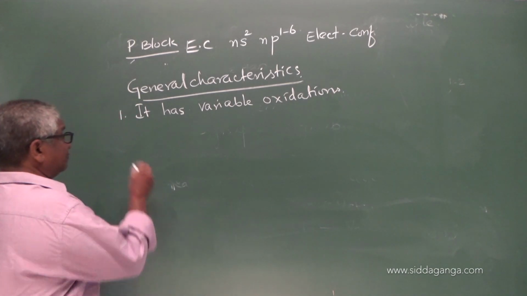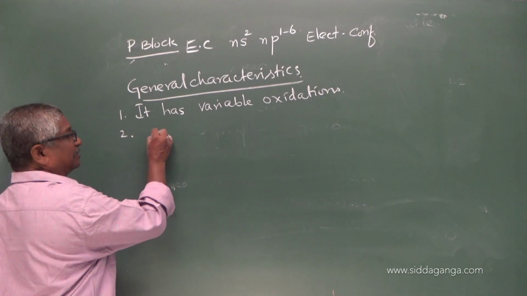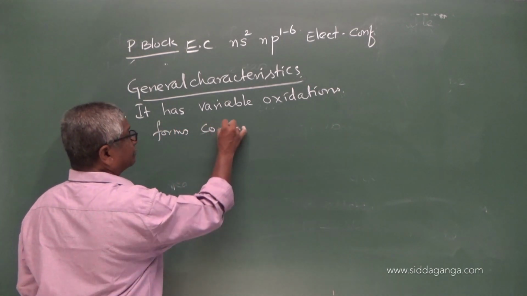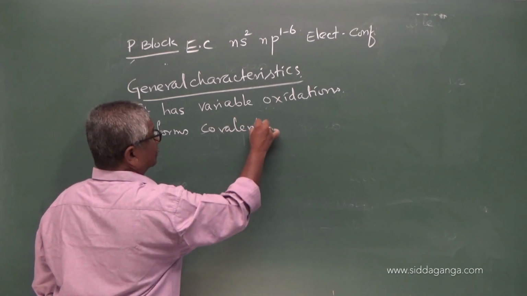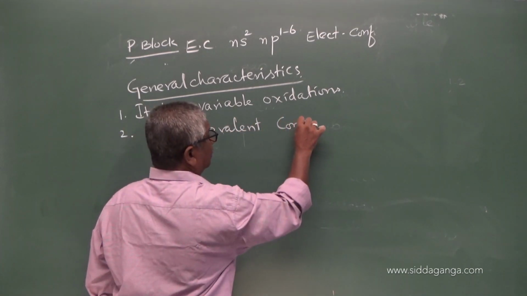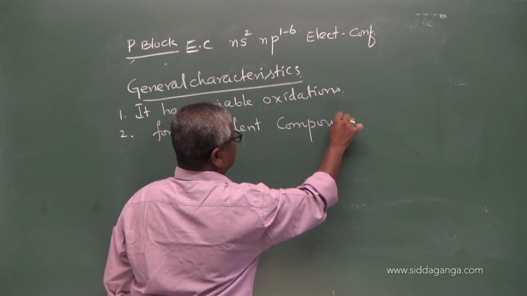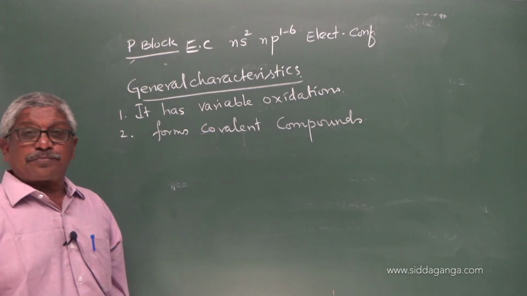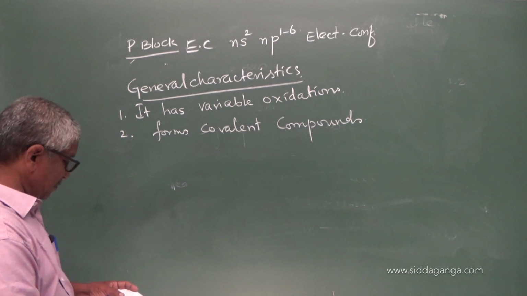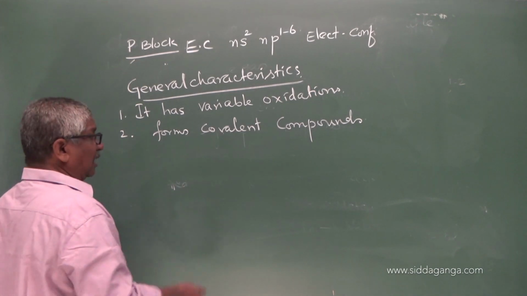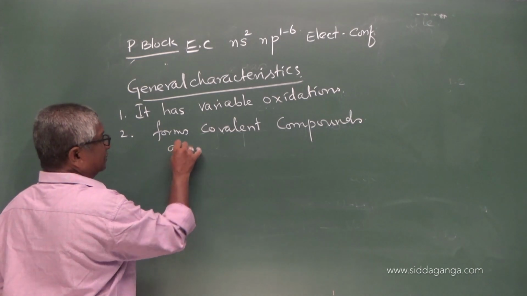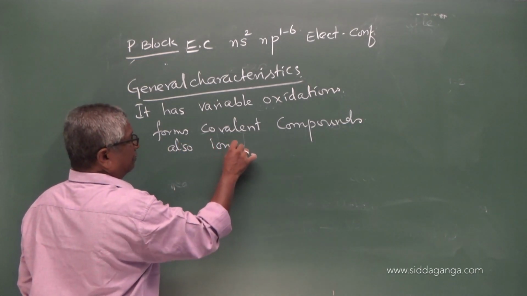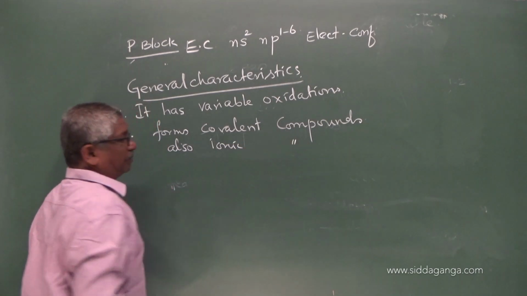Next, it forms covalent compounds. So P block forms covalent compounds, and some compounds are also ionic compounds.